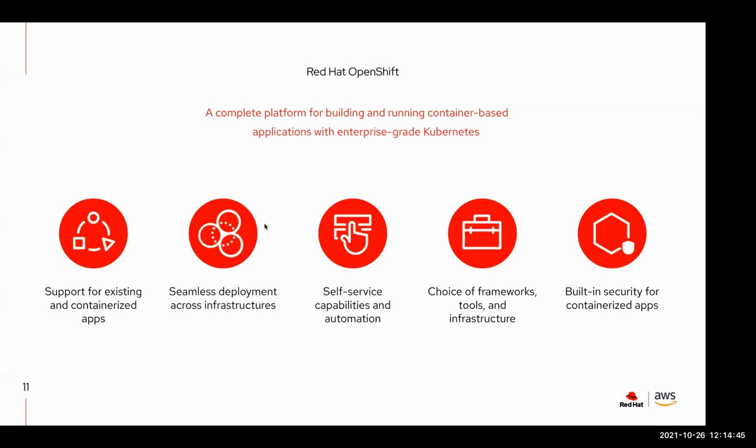So to kind of take a step back before we really dive into what Red Hat OpenShift Service on AWS is, I think it's important to provide a little bit of background on really what OpenShift is, right? So when we talk about OpenShift, we're typically talking about OpenShift Container Platform. And this is a platform for building and running container-based applications and virtual machines with that enterprise-grade Kubernetes, right?